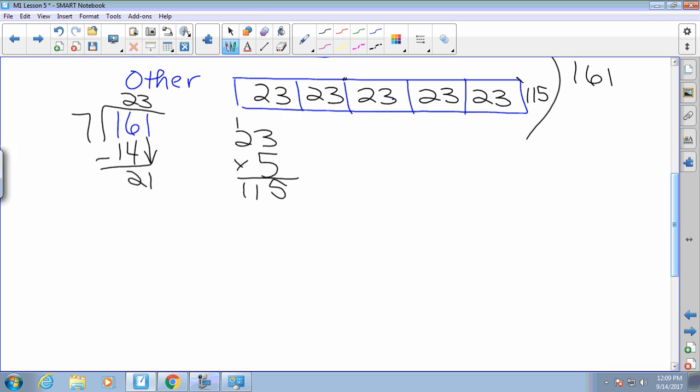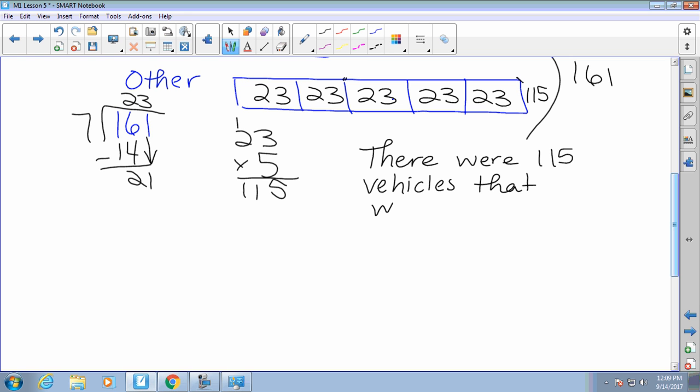So your last step is to write it in a sentence. So there were 115 vehicles that were not minivans.